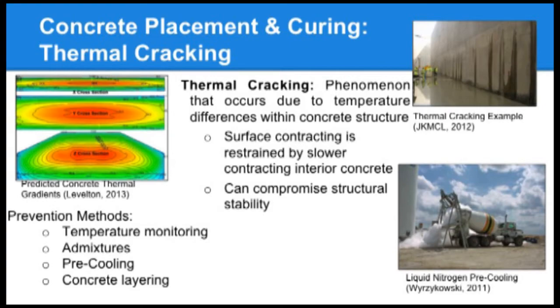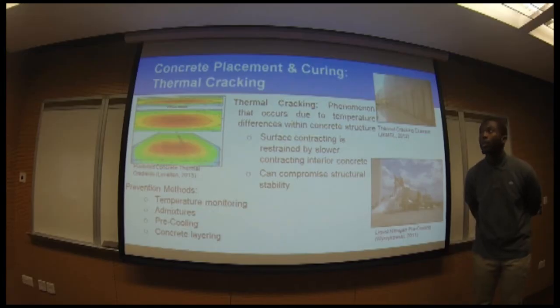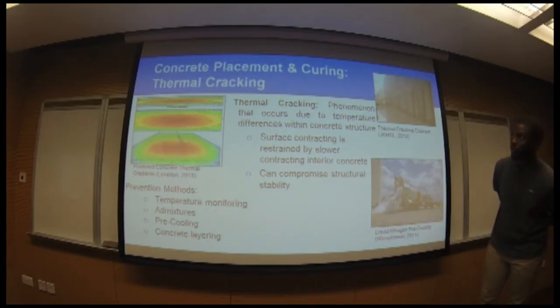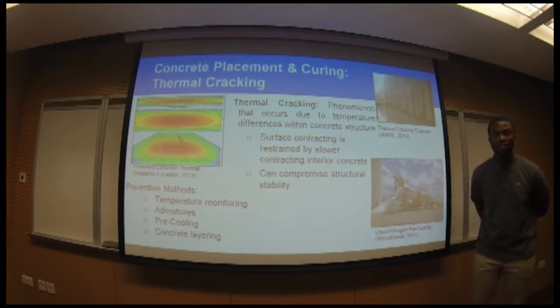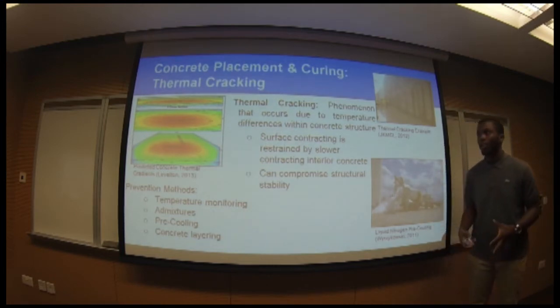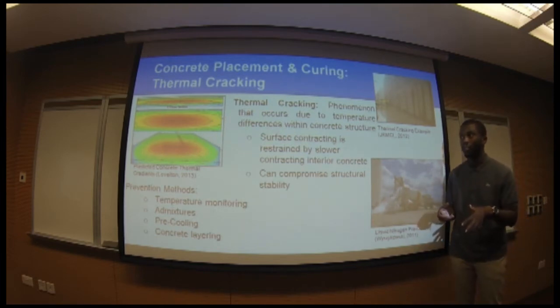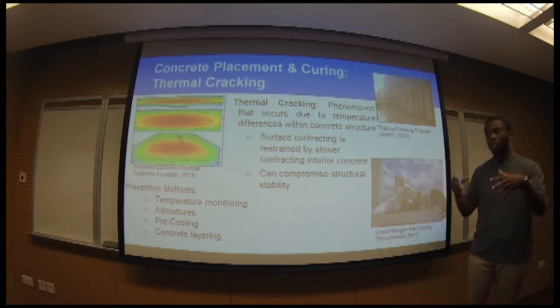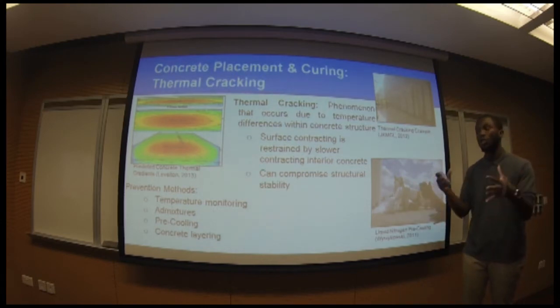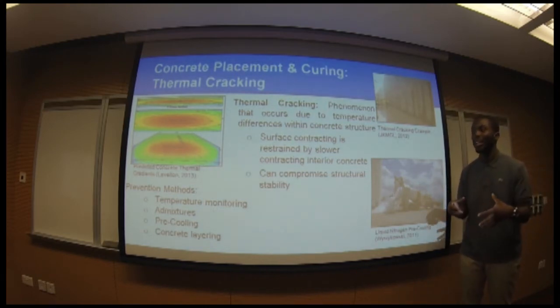Concrete placement and curing, thermal cracking. The main concern during this stage of concrete production would be thermal cracking in regards to the thermal properties. Thermal cracking is a phenomenon that occurs due to temperature differences within the concrete structure. So the surface is contracting, however, it's being restrained by a slower contracting going on in the inside of the concrete.